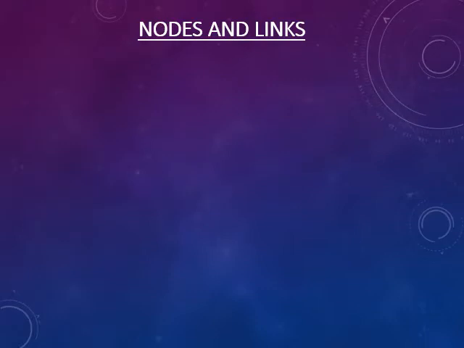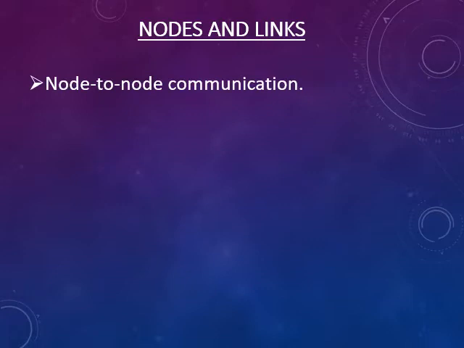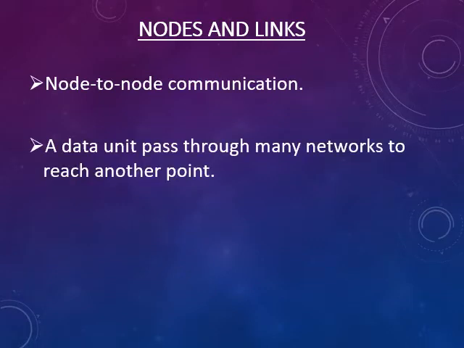Let's see nodes and links. Communication at the data link layer is node to node. A data unit from one point in the internet needs to pass through many networks such as LANs and WANs to reach another point. These LANs and WANs are connected by routers. We refer to the two end hosts and the routers as nodes and the networks in between as links.